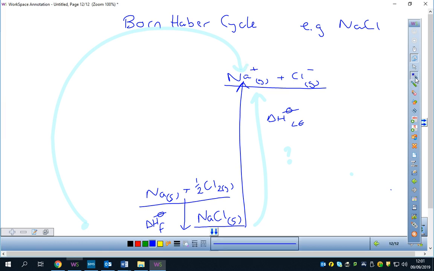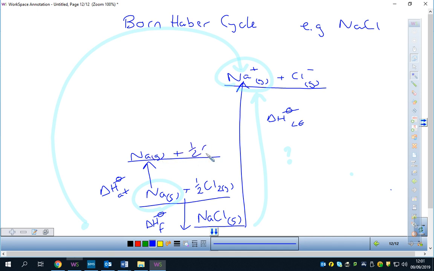I would advise you to take each element in turn. What changes do I need to do to my sodium to get it from Na solid to Na plus gaseous? Firstly, it must be atomized. Note, my Cl2 remains unchanged.